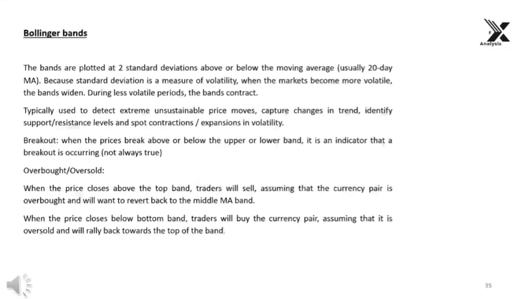When the price closes above the top band, traders will sell, assuming that the currency pair is overbought, and will want to revert back to the middle MA band. When the price closes below the bottom band, traders will buy the currency pair, assuming that it is oversold, and will rally back towards the top of the band.